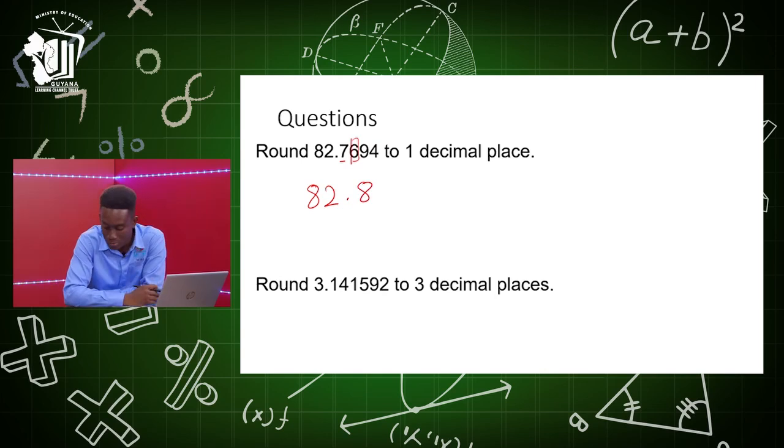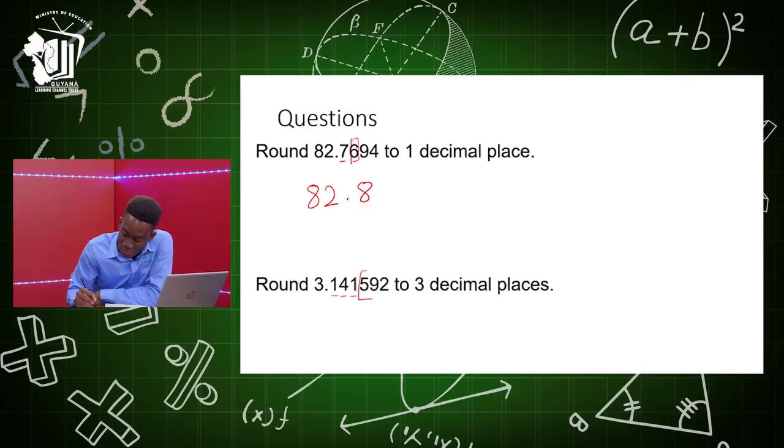Let's look at another number: 3.141592. They want us to write that correct to 3 decimal places. They want us to round it to 3 decimal places, so we need 3 numbers after the point. So we count 1, 2, 3. And then we look at the number after where we stop. In this case, it's 5. If the number is 5 or more, we add 1 to the previous one. So this will be 3.141, and when we add 1 to this, it becomes 3.142.